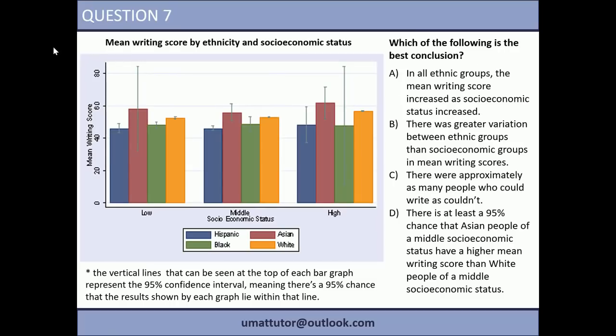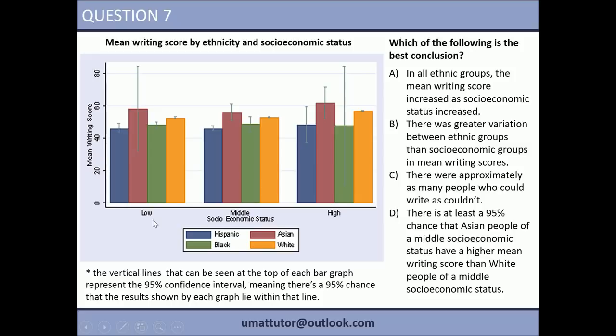Question 7. As always, just begin by having a read of the title. So we're looking at the mean writing score by ethnicity and socioeconomic status. So obviously the graph is showing some kind of score relating to writing, and they've broken it down and presented it based on both ethnicity, which is shown by the different colors here in the key, but also socioeconomic status, which is shown here with low, middle, and high. So each of the different clumps of 4 bar graphs represent a different socioeconomic status.